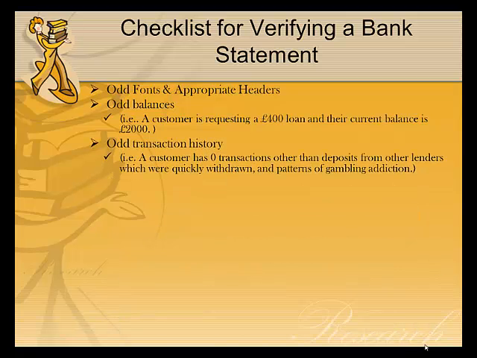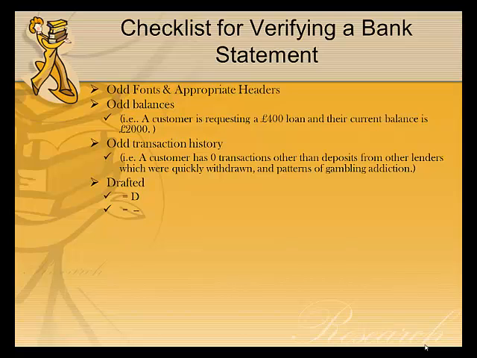Next, we want to check the customer's odd transaction history. If a customer has 0 transactions other than deposits from other lenders, which are quickly withdrawn, and then have patterns of gambling addiction, these are reasons for decline. For transaction histories, the customer should have normal transactions as you and I will have throughout the month. If all you see is information coming in from companies like Black Horse, Wanga, Coral, or Bookmakers, these are patterns of gambling addictions, and they possibly do not have income coming into this bank account. These are reasons for decline. And we can also check this off of our red flags checklist.